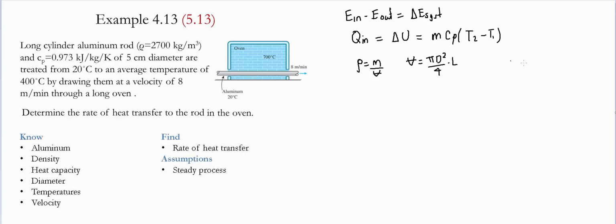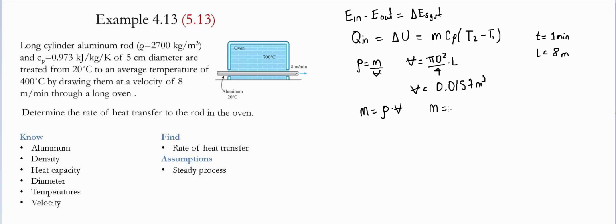For this problem, notice that we have 8 meters per minute, therefore we're going to take the time to be 1 minute, and the length for that case is going to be 8 meters. Then we substitute the diameter, 5 centimeters, and the length, and we find that the volume is equal to 0.0157 meter cubed. Solving for mass, mass is equal to the density times the volume.